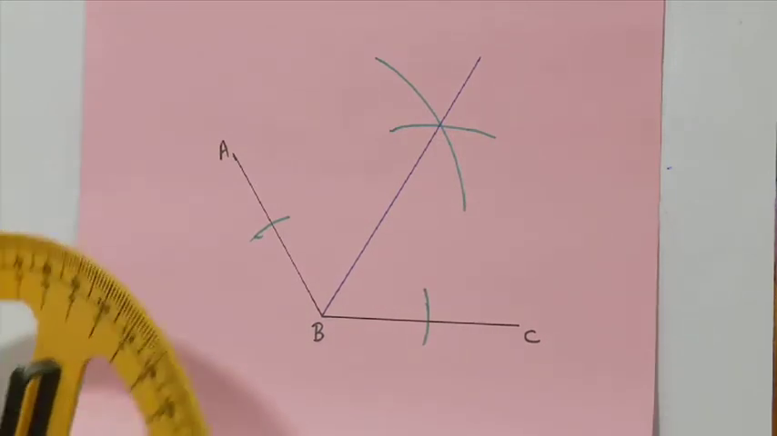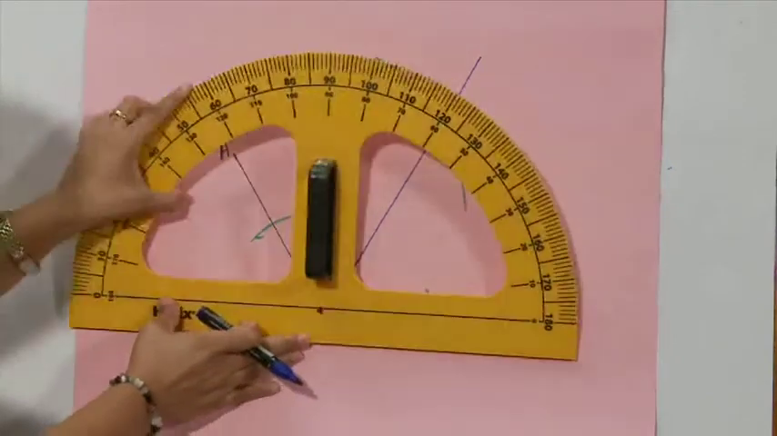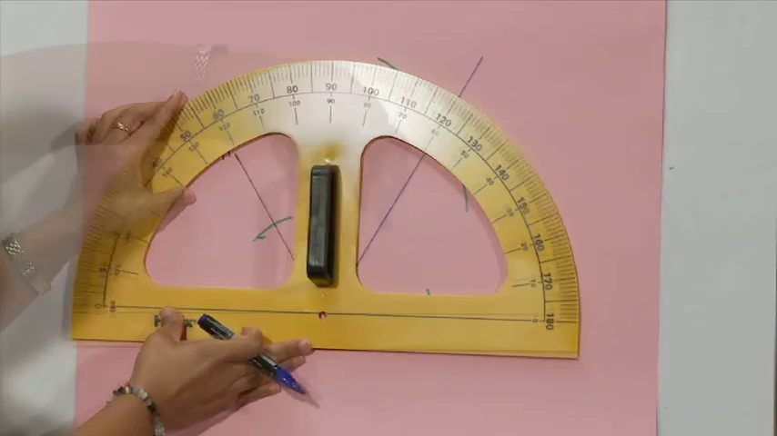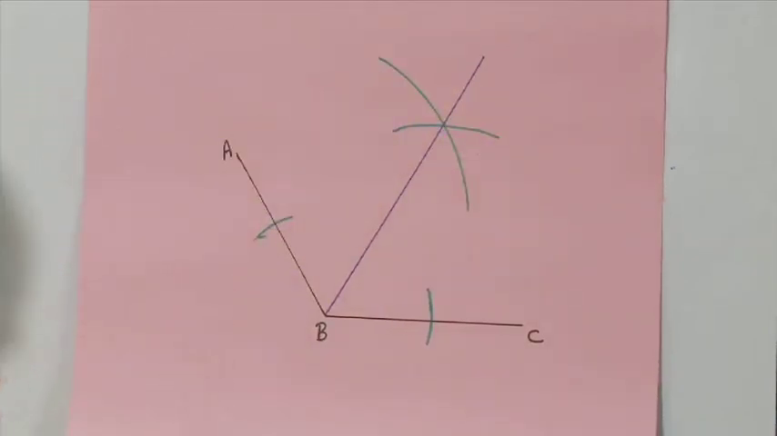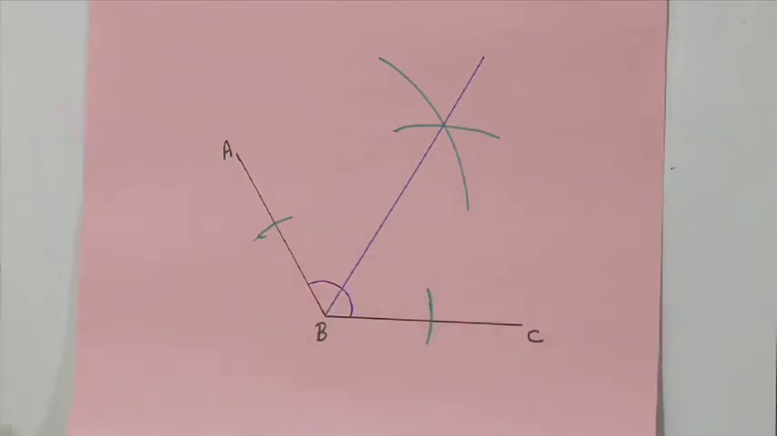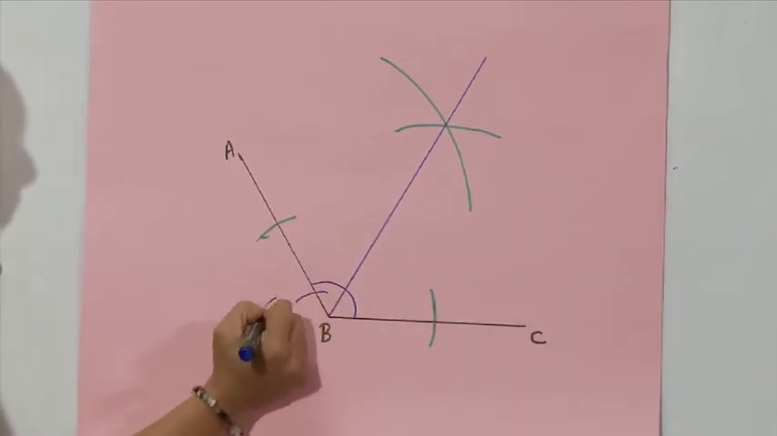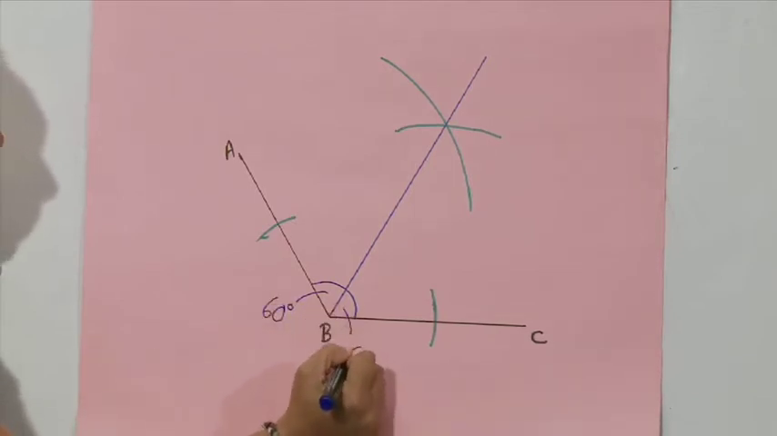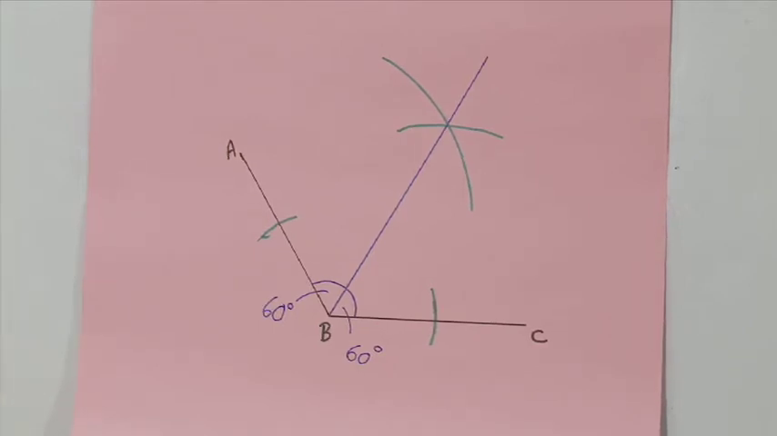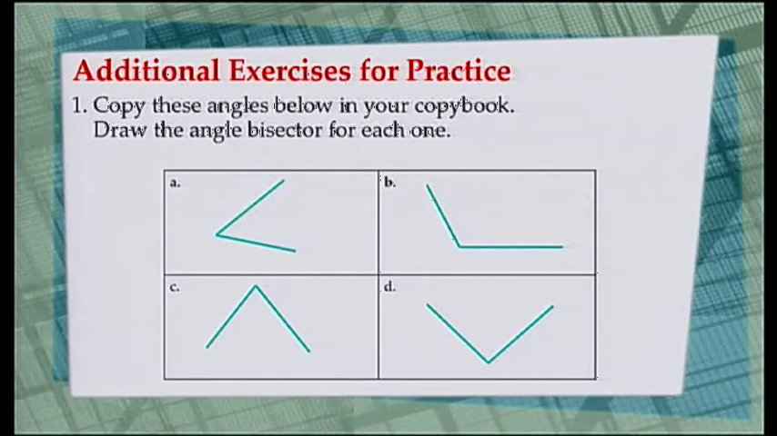Okay? We check. Let's check it. So you had the point B. Remember we had an angle of 120 degrees. And now we see that the angle bisector goes at 60 degrees. So we have in all 120 degrees, half of it, 60 degrees here and 60 degrees there. Good? Simple, right? Now, let's see a few exercises for you to practice.